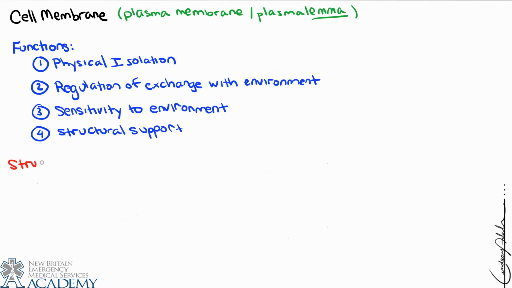So let's talk a little bit about the structure. The organic molecules that are utilized in order to build the cell membrane are lipids, proteins, and carbohydrates. The lipids and proteins are both very, very abundant, and the carbohydrates a little less than the lipids and the proteins. So we'll start by describing the lipids.